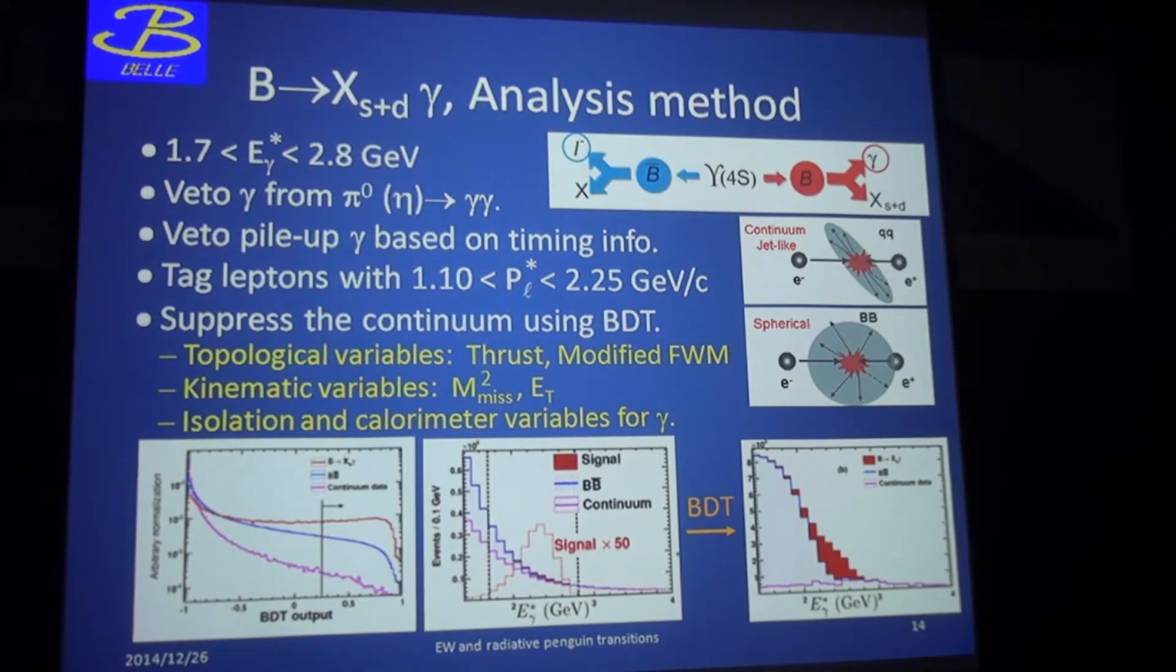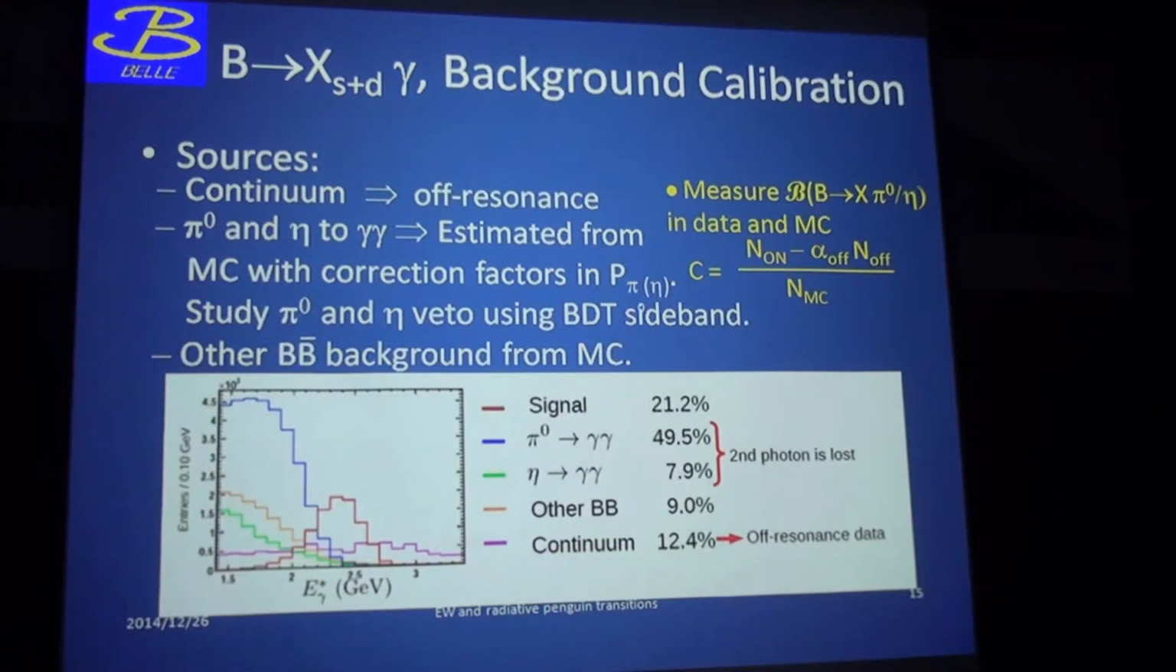There's a lot of effort that has been put into trying to estimate this BB bar background and the continuum. For the continuum, just e+e- to qq bar, we use off-resonance runs. And the BB bar background mainly comes from pi 0 and eta decay. So we estimate it by measuring the cross section of B to X pi 0 or X eta, and compare the branching fraction with the Monte Carlo expectation. If any deviation is found, we make a correction. That's how we do it.